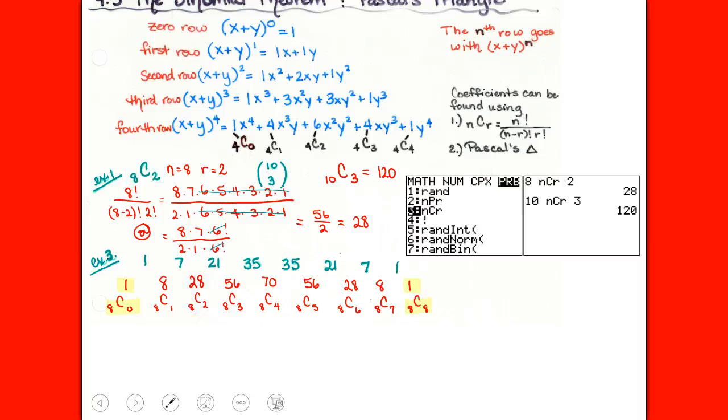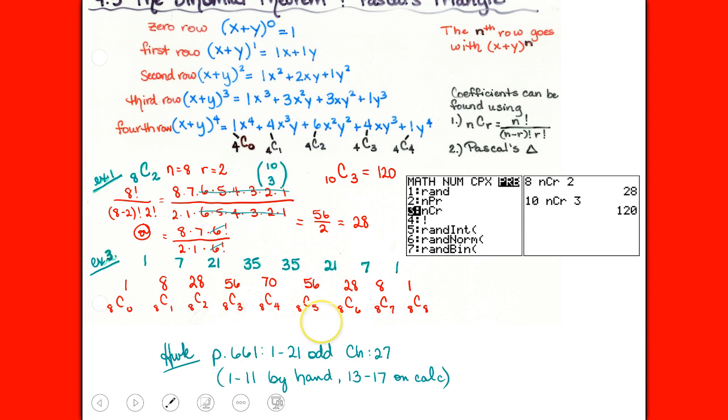Something else that'll be a shortcut for you is any time your r value is 0 or your n and r values are the same, that answer is always going to be 1 because that would be the first entry or the last entry. And remember that idea of symmetry giving you the same answer, because sometimes that will help us find our answers quicker as well. If we've already found one of them and we recognize the other one's symmetric, then that would give us the other one as well.